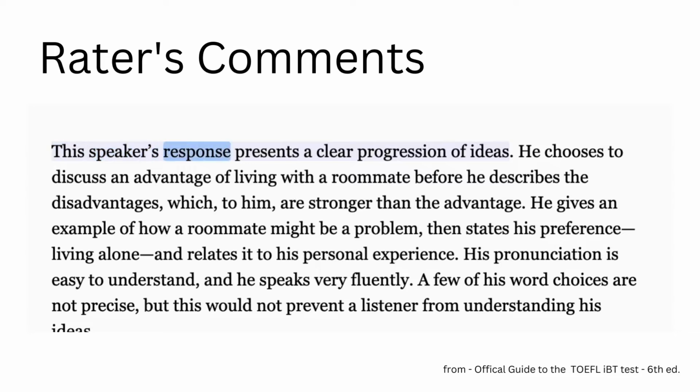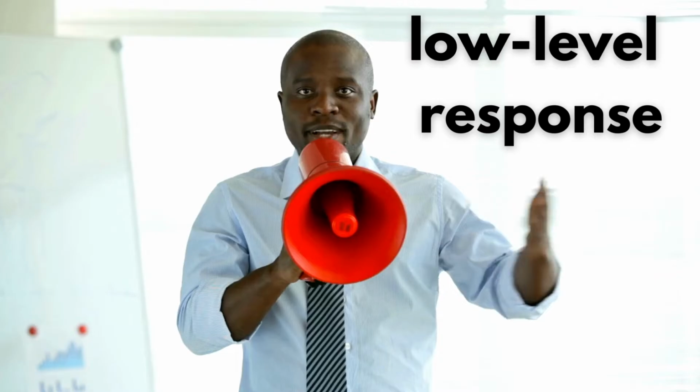This speaker's response presents a clear progression of ideas. He chooses to discuss an advantage of living with a roommate before he describes the disadvantages, which, to him, are stronger than the advantage. He gives an example of how a roommate might be a problem, then states his preference, living alone, and relates it to his personal experience. His pronunciation is easy to understand, and he speaks very fluently. A few of his word choices are not precise, but this would not prevent a listener from understanding his ideas.